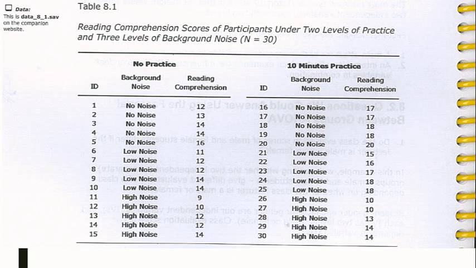Members of the first group were individually taken into a silent room, where half were tested immediately on a simple reading comprehension task, while the other half were given 10 minutes of practice time before testing commenced. Members of the second and third groups experienced similar treatment in rooms with either low levels of background noise or high levels of background noise, respectively.